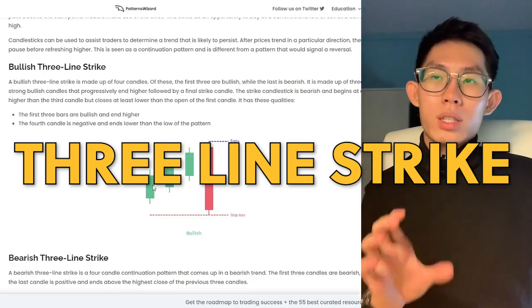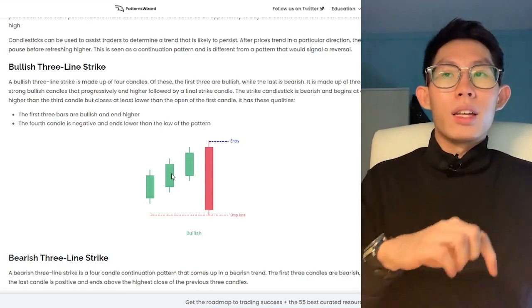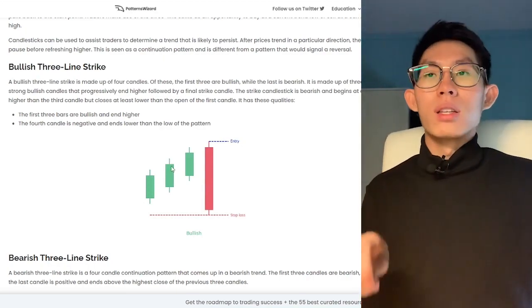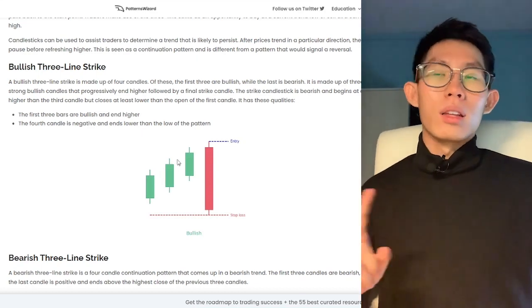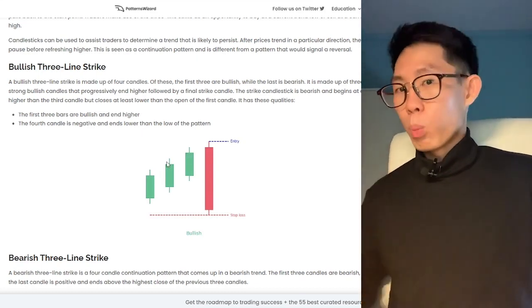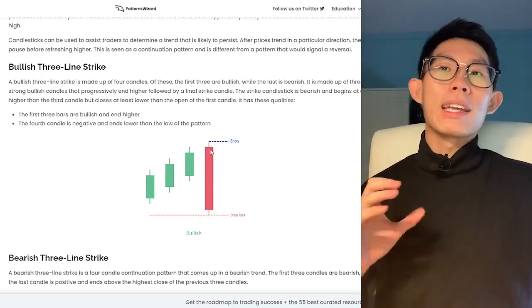It basically consists of 3 small green candlesticks, each one closing higher than the previous candle. As you can see over here, this second candle closed higher than the previous candle, and the third candle closed higher than the previous candle. And then it's followed by a huge red engulfing candlestick pattern.